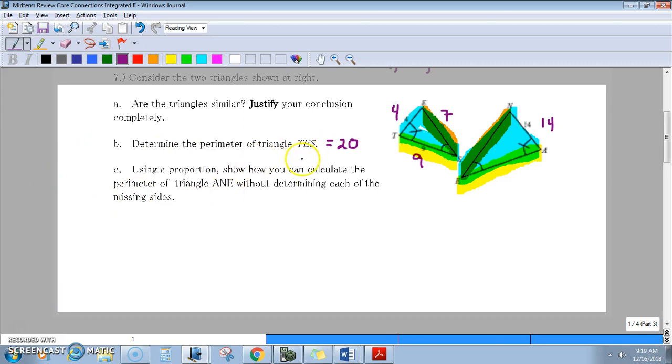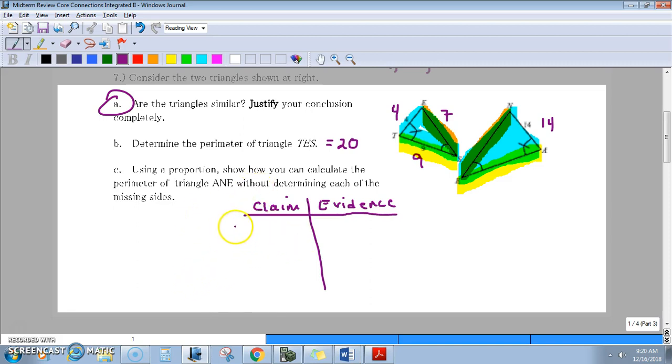Oh, I forgot to determine whether they are similar and justify your conclusions completely. So let's go back to A. I'm sorry, you guys. So I like to do those tables. Remember where we talked about we have a claim and we have evidence, but you could also use a flowchart.